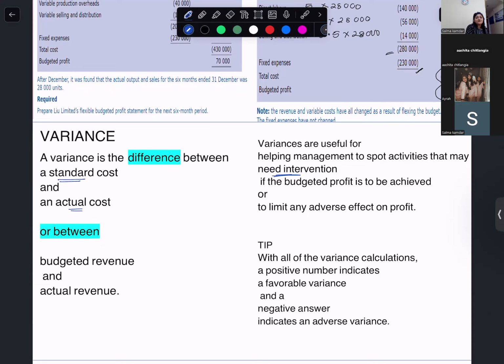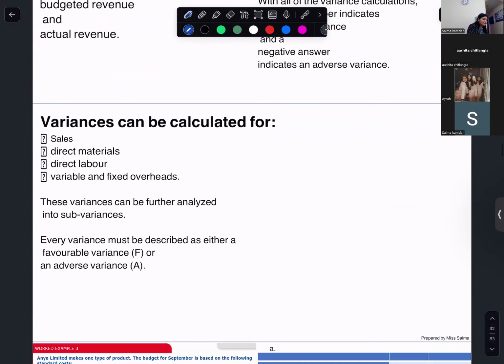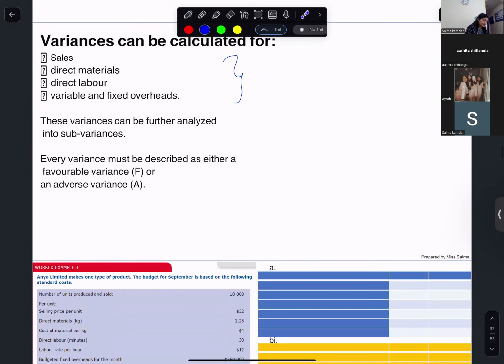If it is a favorable variance, you need to see if you can change it more or not, or this favorable situation is because of what? Is it because of the expertise of your staff or what? So we calculate 4 variances over here: sales, material, labor, and fixed overheads. Are you with me?